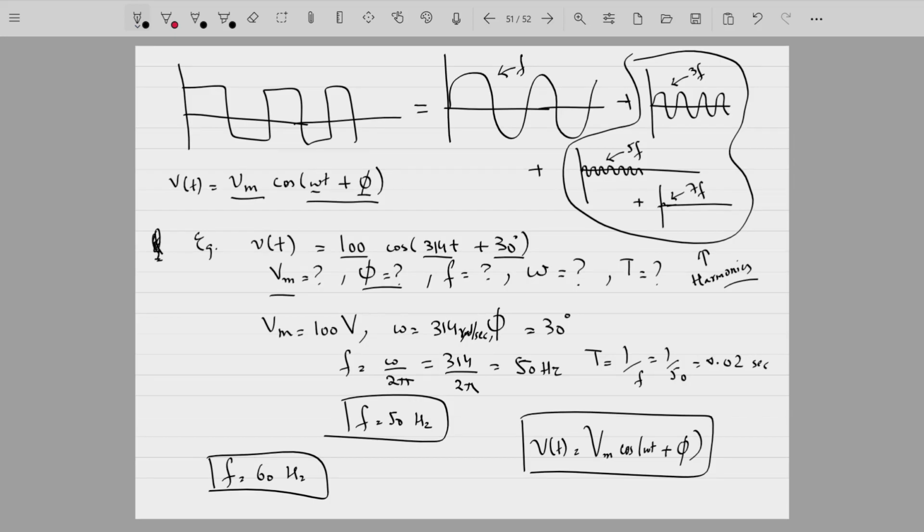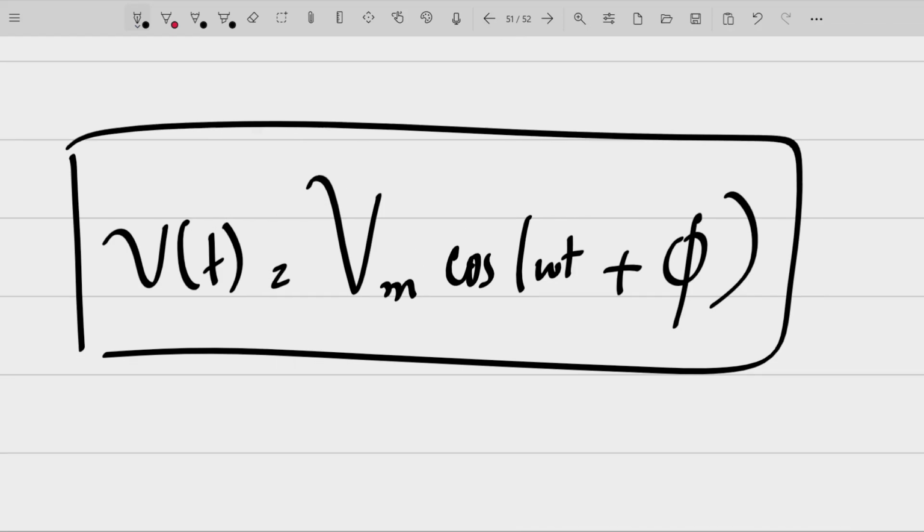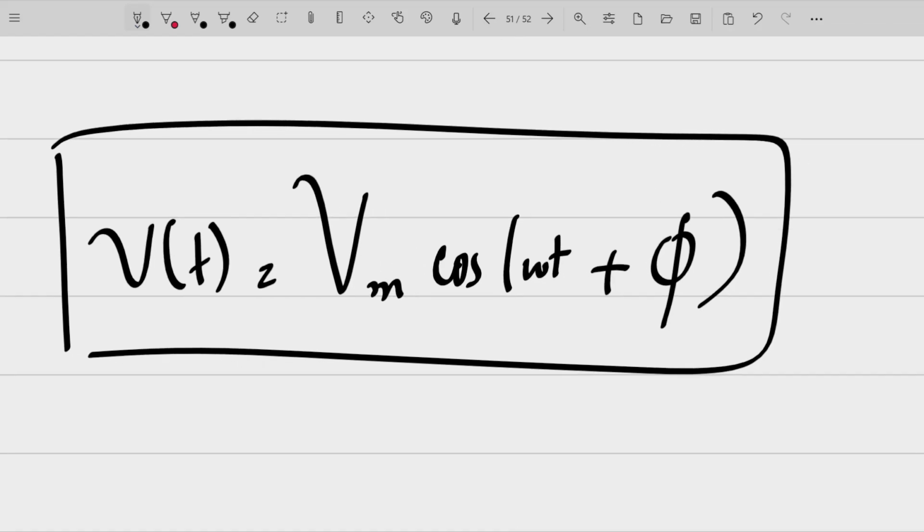ठीक है, मैं कर लूँगा बाद में, या कल तक कर लूँगा। So sinusoids from here on will be actually representing a voltage waveform as Vm cos of omega t plus phi, or Vm sin of omega t plus phi, or most likely phi will be 0, or phi can be having some value. We'll be looking into that.